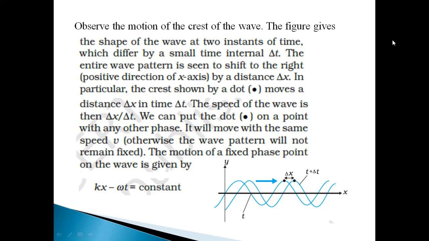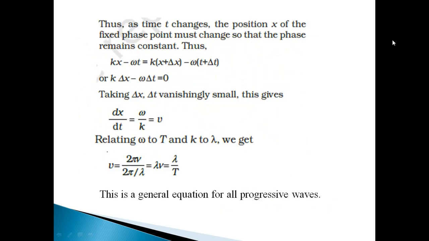So if it has to move with the same speed and for the wave pattern to remain as it is without changing, we need to have kx minus omega t to be a constant. Only if that phase is a constant will the waveform pattern be the same. So as time changes, the position x of the fixed phase point must change.